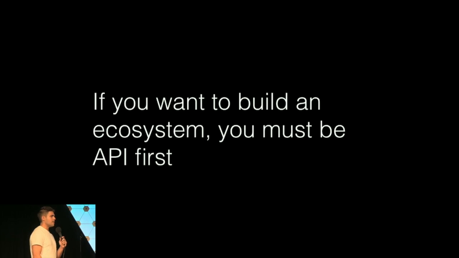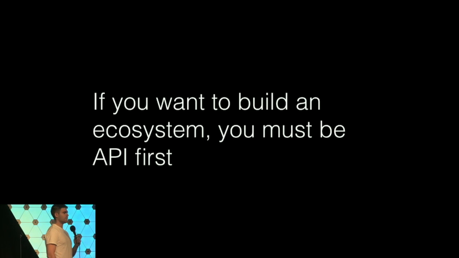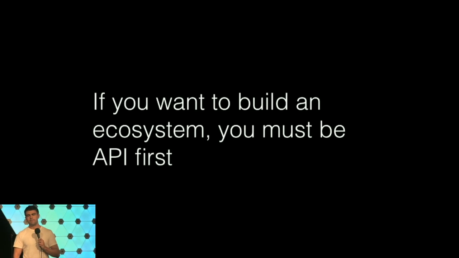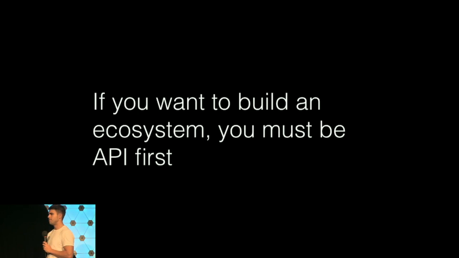I'd argue that if you want to be an ecosystem, you have to be API first. If there's some functionality that you just can't achieve without accessing it programmatically, then you've basically handicapped a certain portion of your product so that it can't be used by outside developers.